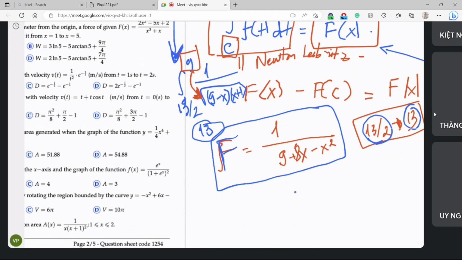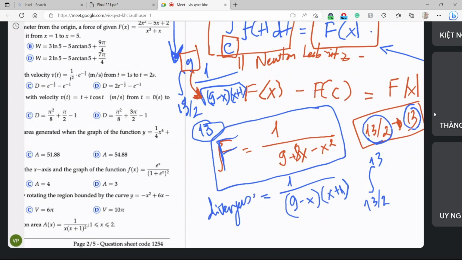So you know that this function, you represent it as 9 minus x times x plus 1. So if you just evaluate from 13 over 2 to 13 and substitute the value of the antiderivative, it will be wrong because this integral is divergent. Got it? Of course, if you say that the work done is divergent, equals infinity, it's not reasonable to give that question. Yeah, I know.